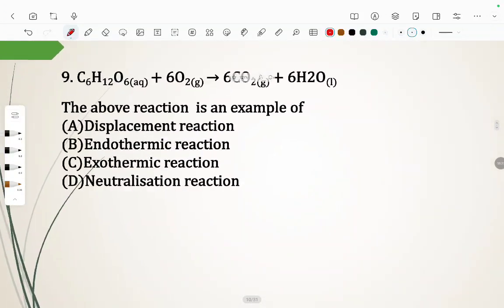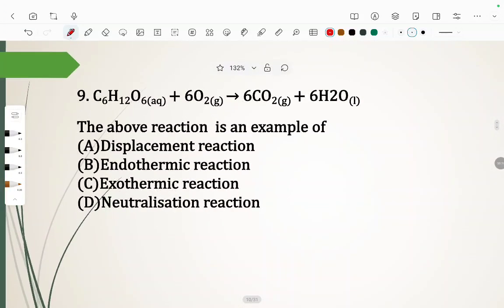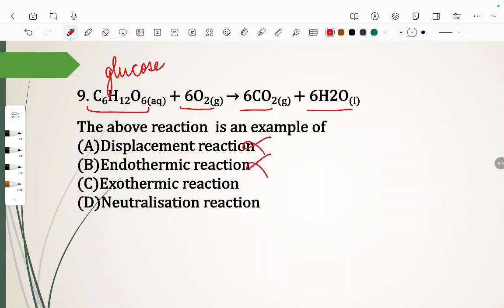Next is C6H12O6. What is this? This is glucose. Remember this formula. This reaction is very important. Glucose when reacted with oxygen gives carbon dioxide and water. Which type of reaction is this? Displacement reaction? No. Endothermic? No. Exothermic? Yes. Heat is absolutely released here. Exothermic reaction. Neutralization? No. C option is absolutely correct.